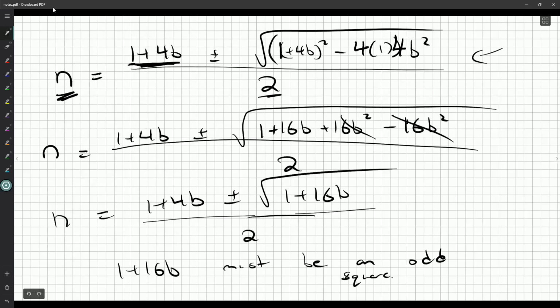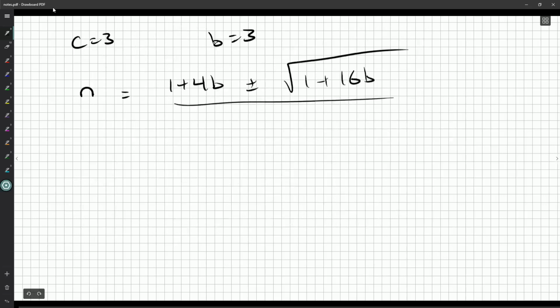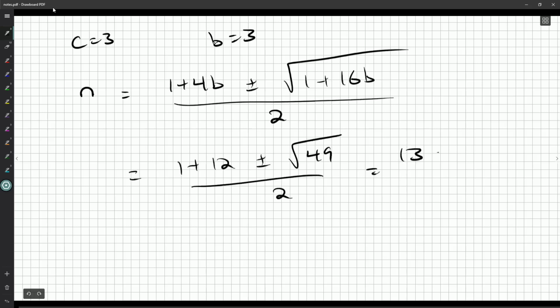So if c was equal to 3, we're just looking at a small case here. c is equal to 3, b is equal to 3. n is equal to, what was it? It was 1 plus 4b plus or minus the square root of 1 plus 16b all over 2. Now in this case, 1 plus 16b is going to be 49. So we get 1 plus 12 plus or minus square root of 49 all over 2. So we get 13 plus or minus 7 all over 2.